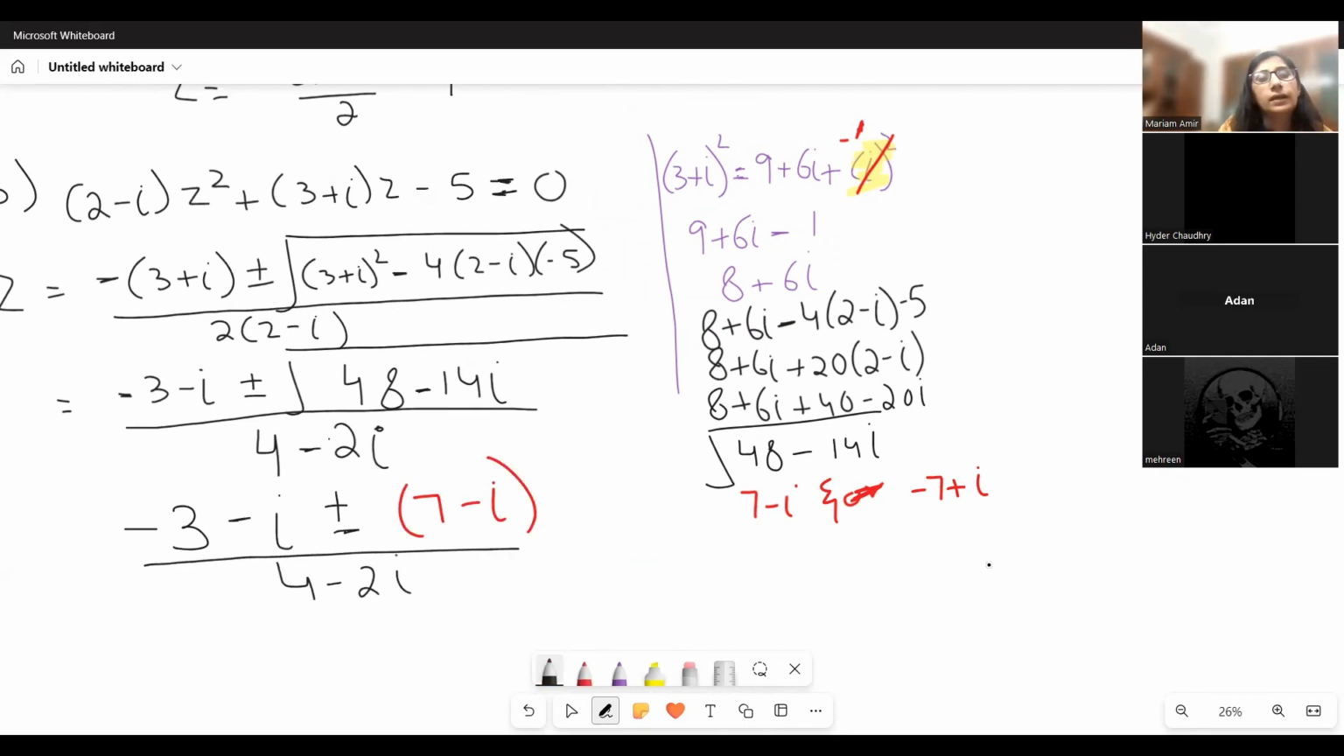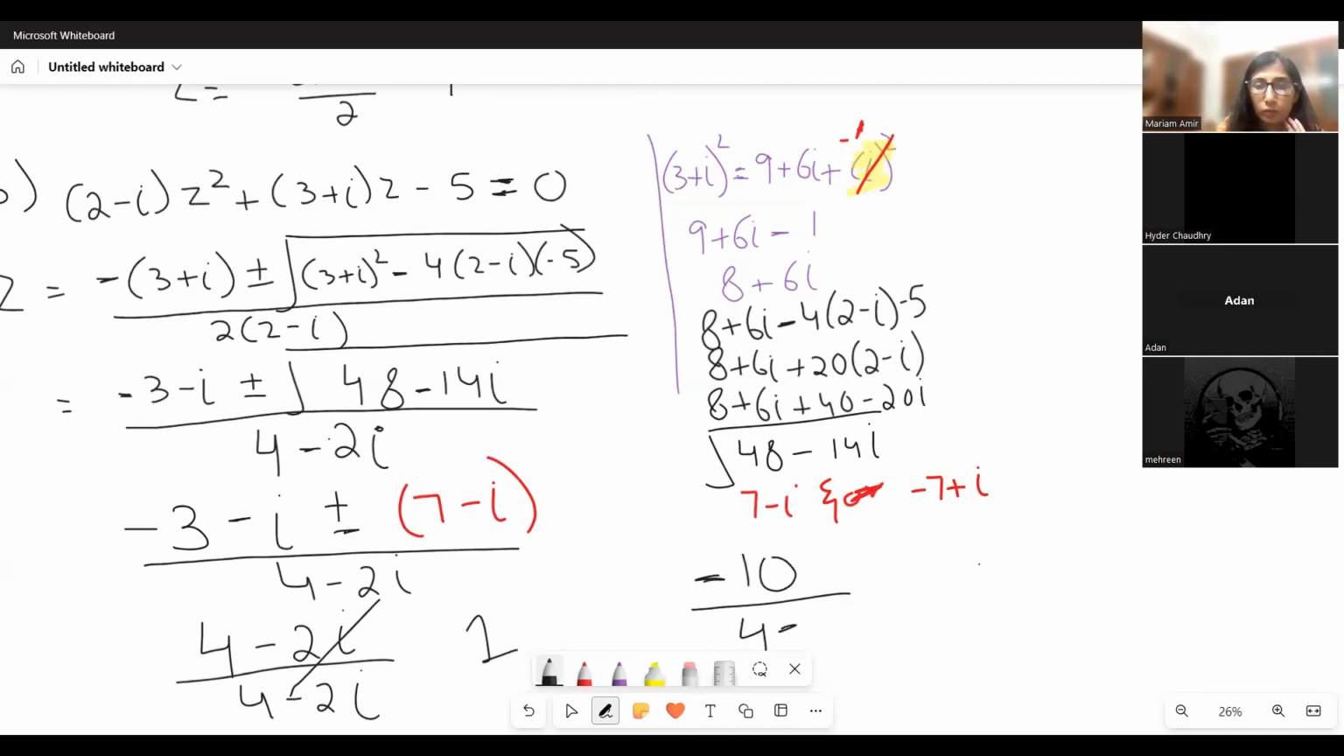So we have minus 3 plus 7, which is 4, and then minus iota is minus 2 iota. The denominator is 4 minus 2 iota, so this is just 1. So one of the solutions is 1. And for the other one, it's going to be minus 3 minus iota minus 7 plus iota. So that's going to be minus 10, divided by 4 minus 2 iota.